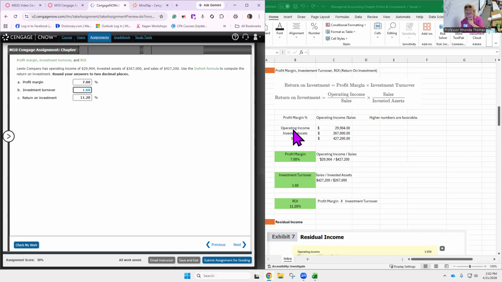Okay, and the cool thing about this is once you put the formulas in, I could come in here and put any amount of income or assets or sales, and then I would get what this comes out to be. Sometimes you're given the profit margin, and then you've got to calculate this one, or you've got to calculate the profit margin and they give you this one, or a combination of all of those. So once again, these are ways of analyzing.